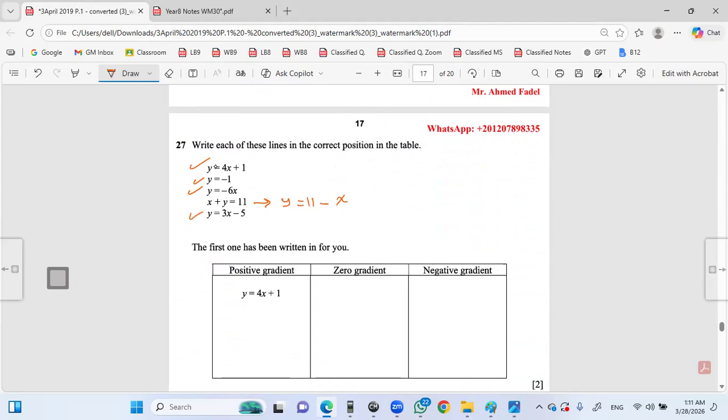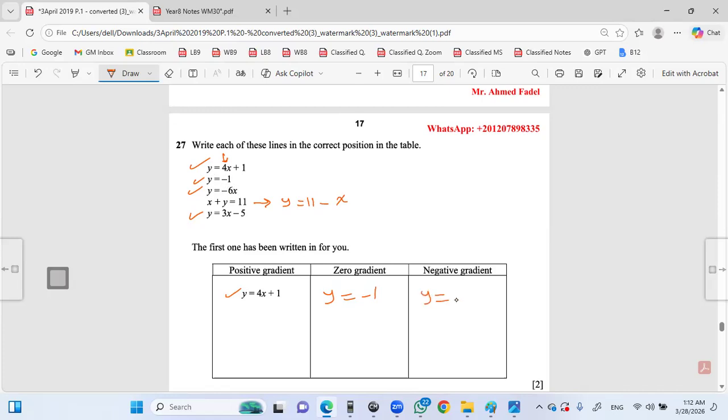Good. The first one is the gradient, positive, negative, or there is no gradient at all. The gradient we agreed is the coefficient of the x. The number that is next to the x is the gradient. So here, the coefficient of the x is the gradient, which is positive 4. So yes, Mr., this is positive. Done for me. Here, do you even have an x? No, I don't. So it means that the coefficient of x is 0. The gradient is 0. So y equals negative 1. Here, the coefficient of x, which is the gradient, is negative 6.